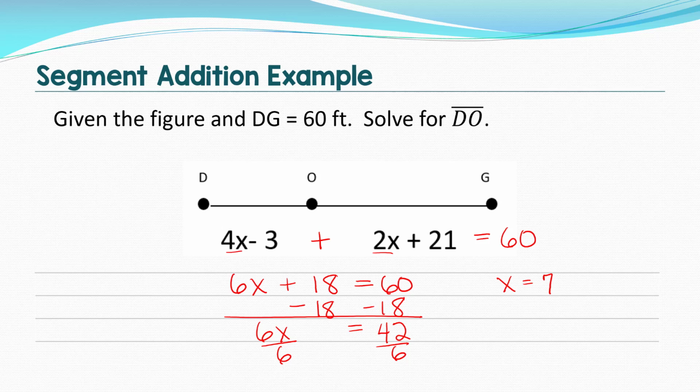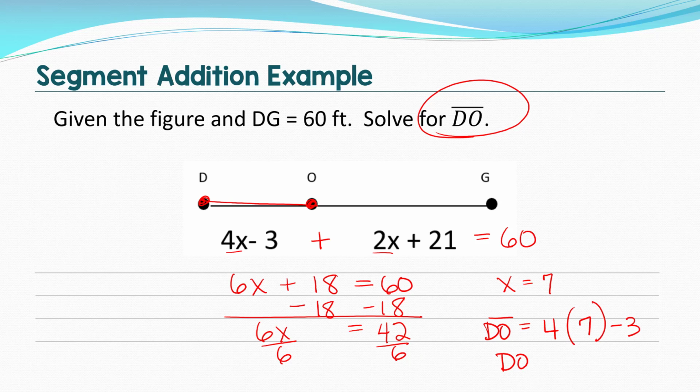Now, this happens over and over again in geometry. The question is solve for DO. So your answer is not x equals 7. Your answer needs to be the length of DO. DO is 4x minus 3, and now we know what x is. So DO equals 4 times 7 minus 3. DO equals 28 minus 3. So DO equals 25. Be careful: these kinds of problems happen all the time where you feel like you're done because you found the value for x, but you're really not. You have to substitute it back in to get the actual value.